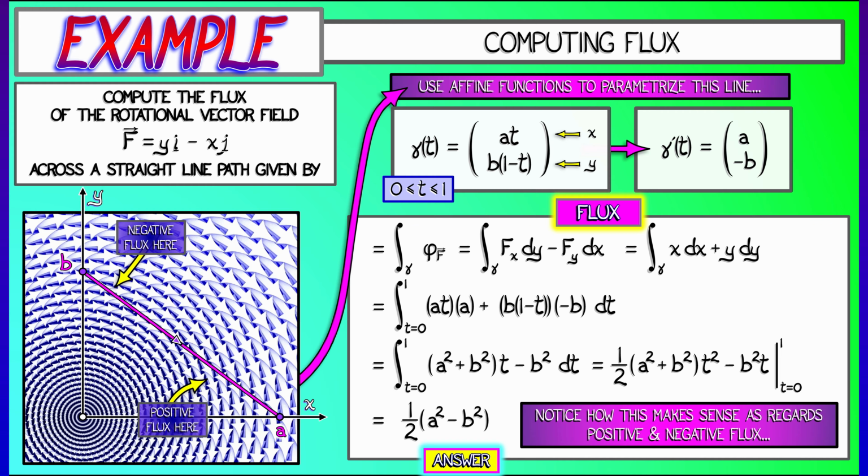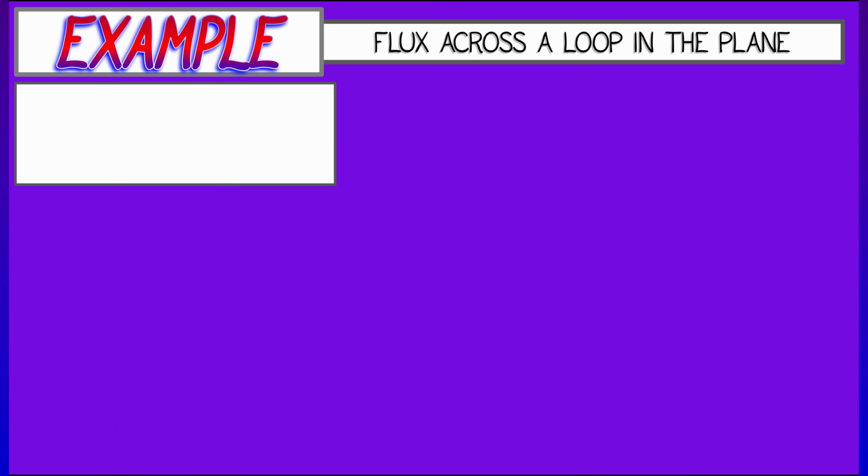Why does it make sense? Well, if a and b are equal, then the positive and the negative flux balances out because of the symmetry of this rotational field. On the other hand, if, let's say, a is 0 and I just have a vertical line, then I've got tons of negative flux going on. Whereas if b were 0 and I have a horizontal line, I have lots and lots of positive flux. This all makes sense.